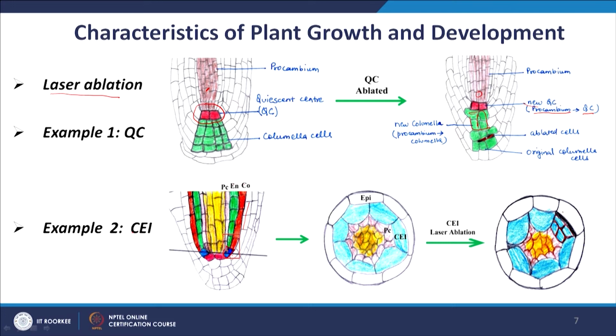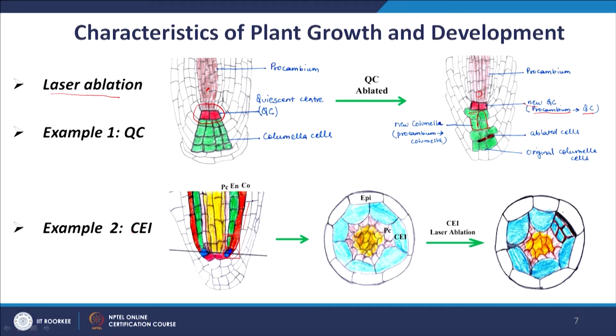This initial first divides, and then it makes a periclinal division, and this periclinal division gives rise to two parallel cells. One cell continues making endodermis, and the other cell starts making cortex. But what is important here is, if you laser ablate this CEI, what do you see?